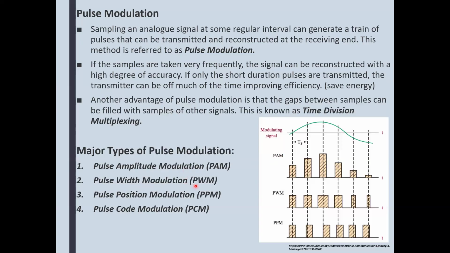Pulse width modulation. While here you see the height of the pulse, the amplitude, represents the amplitude of the signal, over here the width of the pulse is representing the amplitude of the modulation signal.